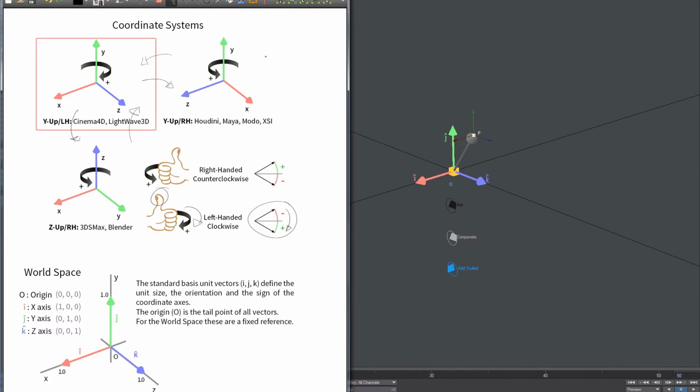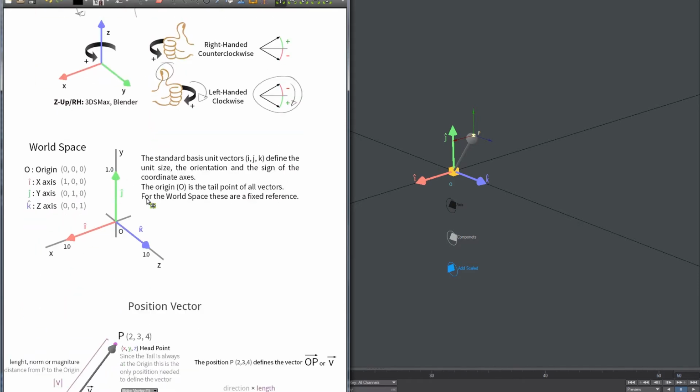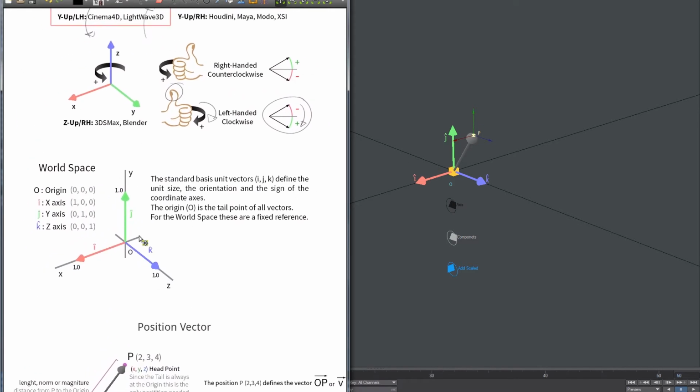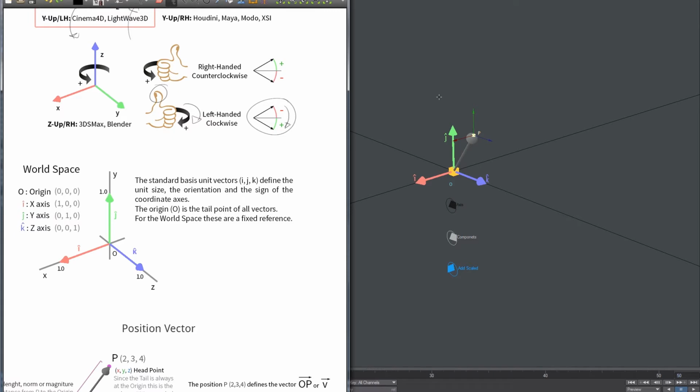So something to consider. We have the basics of the 3D space, which is the world space or the scene space. It's the space that is a fixed reference. We might define other spaces, like when I move this object here around, I'm moving it away from the origin. So I could say I'm defining a space with this object, but the world space is a fixed reference. So we have the origin, which is 0, 0, 0, and we have the standard basis unit vectors.